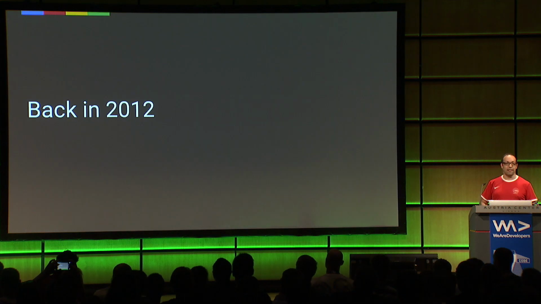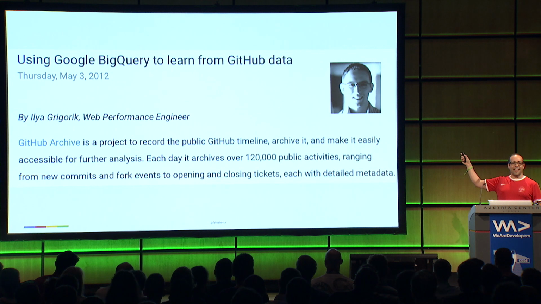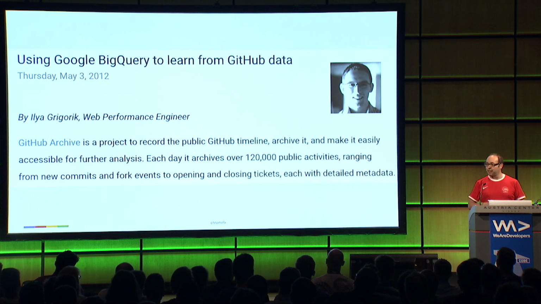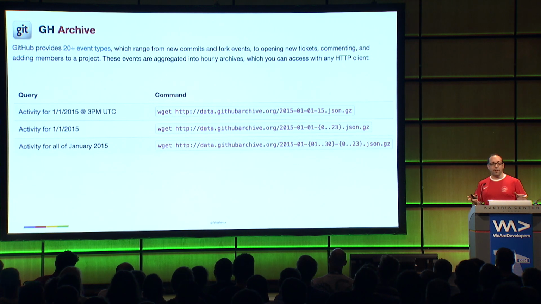How did we get here? Back in 2012. Do you know this guy? This is Ilya Grigorik. He was presenting to you 2 days ago. And he doesn't only know a lot about the web, he also started collecting GitHub events 5 years ago. And he made it very easy for anyone to download these events. You can download any file for every hour.